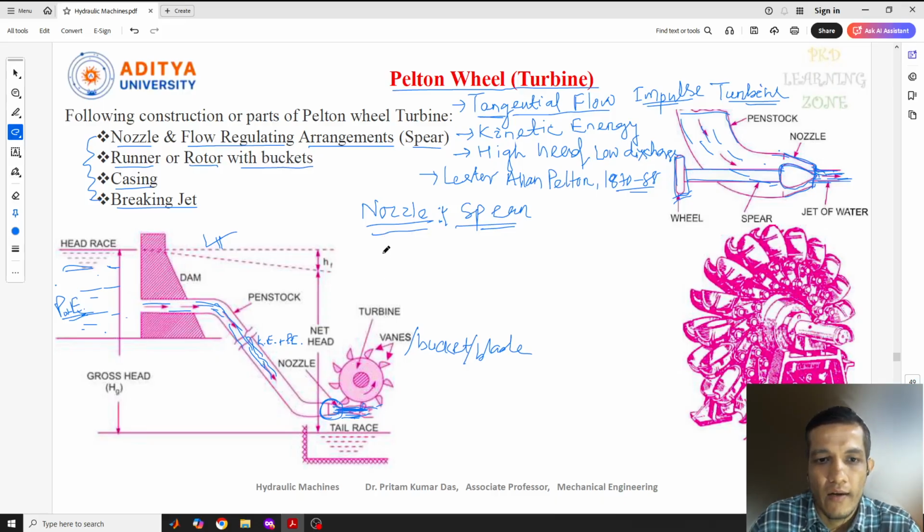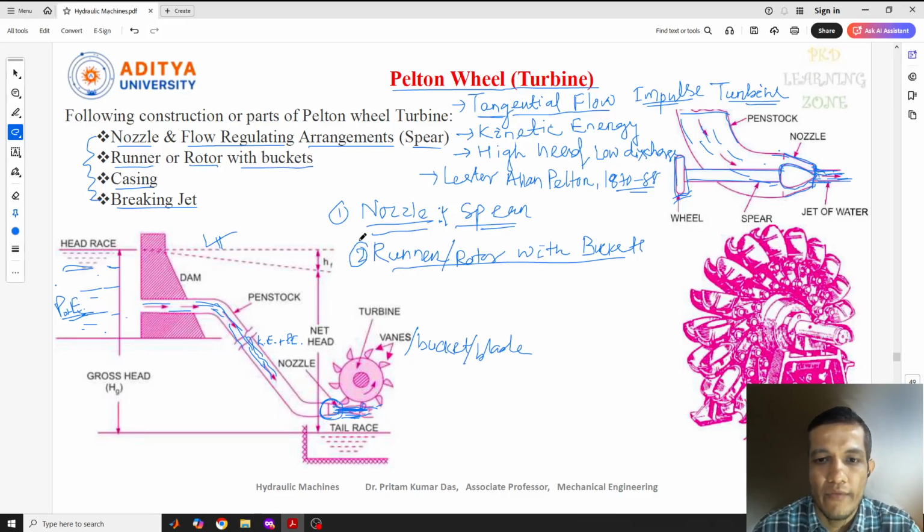The second one is the runner, that is the runner, or we can say the rotor, with buckets. So this is the second part. This is the first part, and this is the second one.